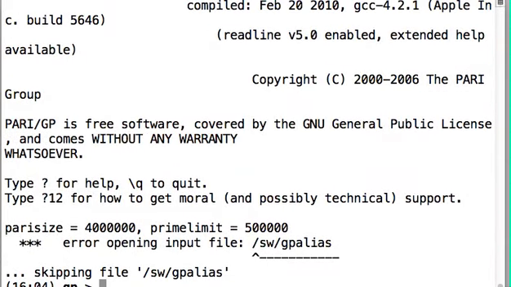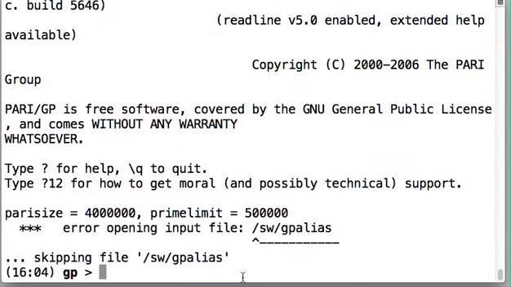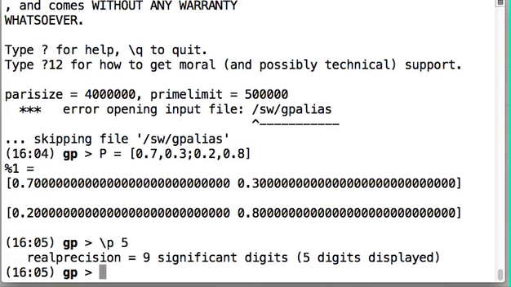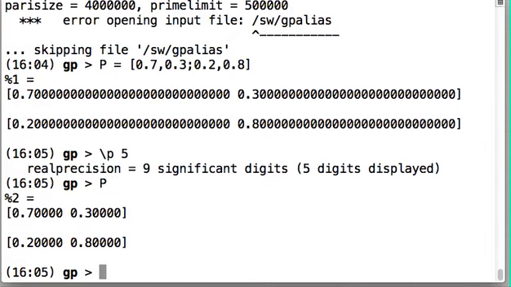So I'm just going to take a completely random transition matrix. Let's say 0.7, 0.3, 0.2, 0.8. This is a valid transition matrix because if you add across, 0.7 and 0.3 add to 1, 0.2 and 0.8 add to 1. Okay, so there's our matrix P.